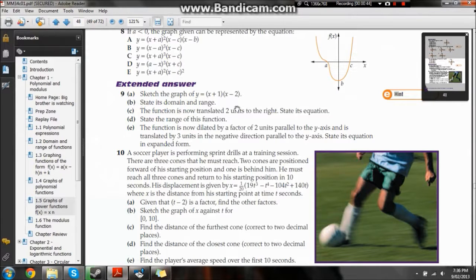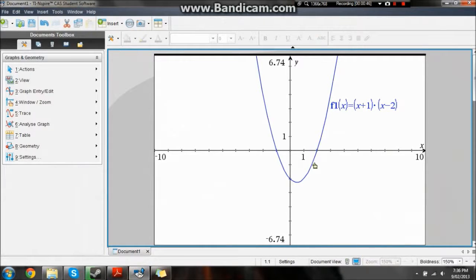State its domain and range. So domain, the x values. Now this graph has no restrictions on it, no logs or anything, so it's basically just going to go all the way that way forever and all the way that way forever. So range is, you can see here that it only goes down so far and it's going to go up for the rest of forever.